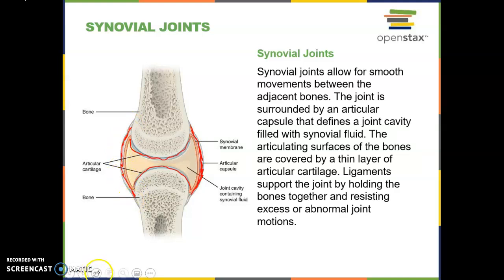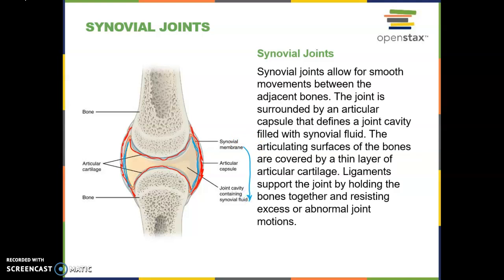And then if I change color, let me change color. In orange, or now in blue actually, this is the synovial membrane that produces synovial fluid. Okay, so we have articular cartilage, articular capsule, and synovial membrane. We also see the joint cavity, which remains filled with synovial fluid. And the synovial fluid, if you remember, is secreted by the synovial membrane.